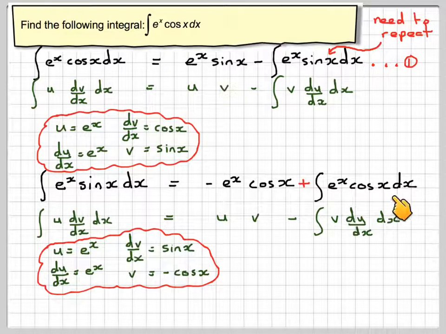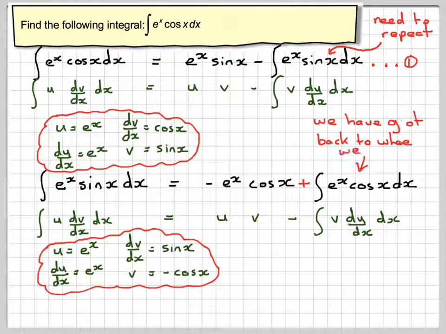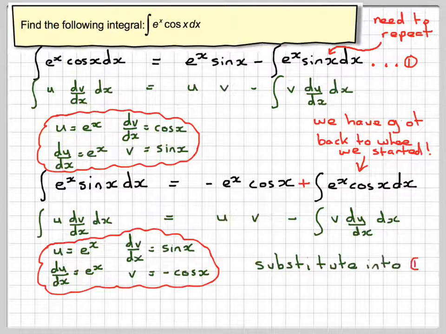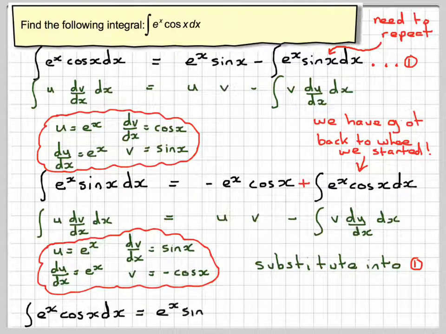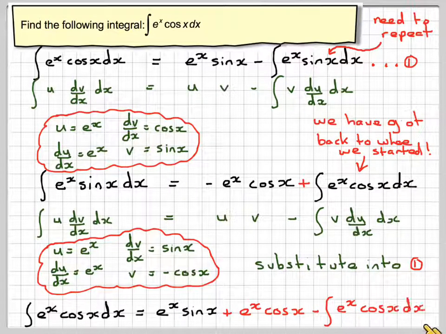Right, we've actually got back to what we started with, so we seem to have gone around in a bit of a circle here. We haven't really got very far by trying to do integration by parts. However, let's persevere. If we now substitute this into equation 1, so it's going to be minus all of this, we now get the integral of e to the x cos x dx is going to be equal to e to the x sin x. Now, minus minus, so plus e to the x cos x, and minus times a plus will be minus the integral of e to the x cos x dx.